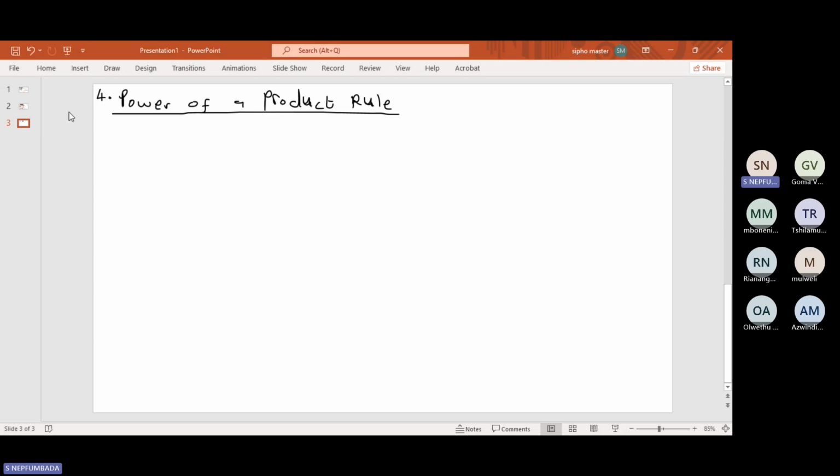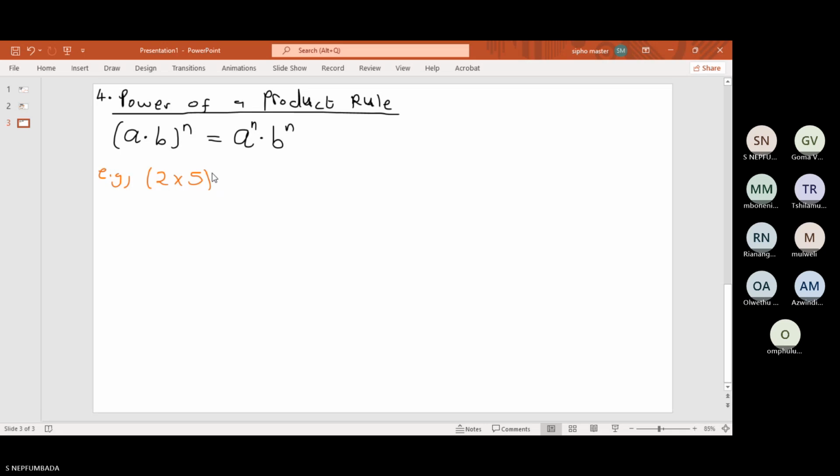The power of a product rule is when we have a multiplied by b, all to the power n. This is the same as a to the power of n multiplied by b to the power of n. So let's take an example, let's say we have 2 multiplied by 5, all to the exponent of 3.